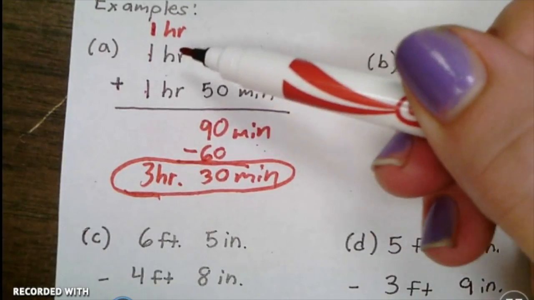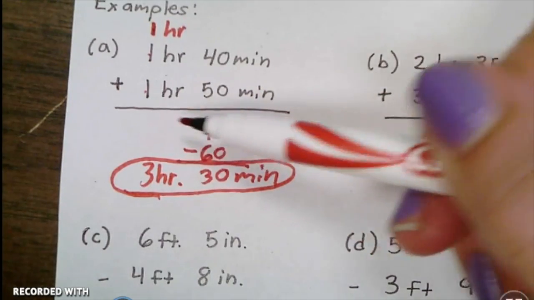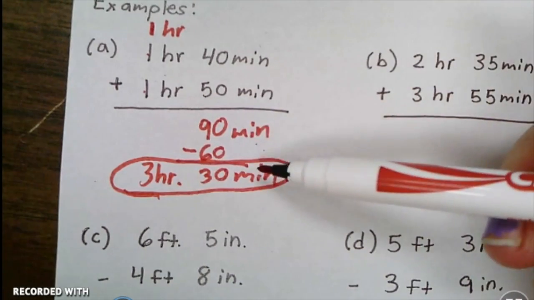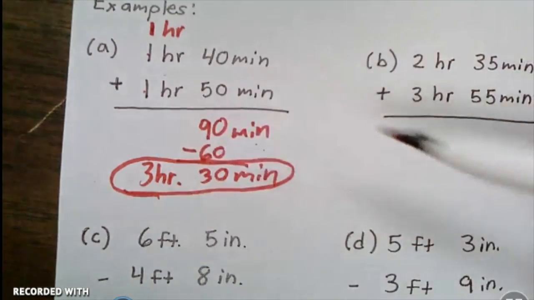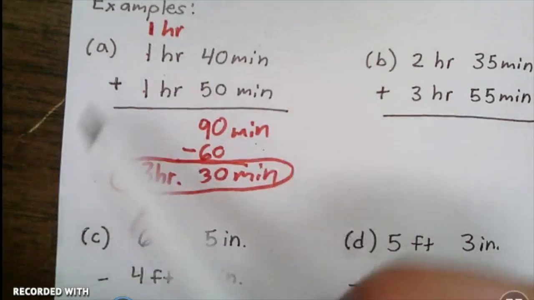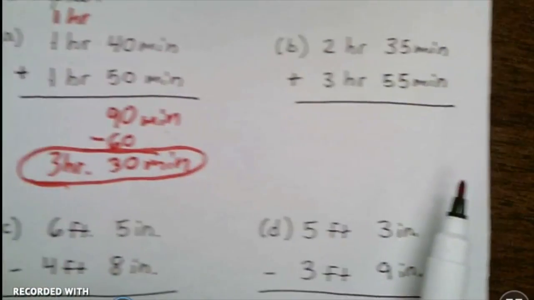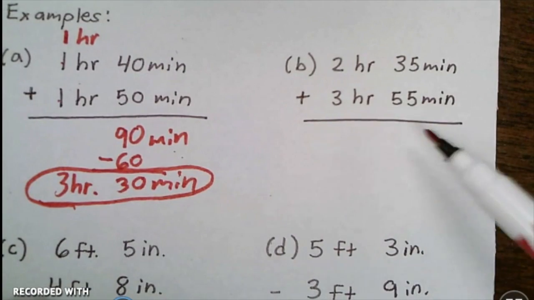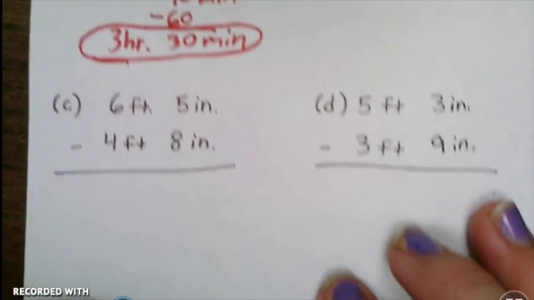Sometimes people add the 2 hours, you got 2 hours and 90 minutes, and then you rewrite the 90 as an hour and 30 minutes and you add in the hours. That way is not wrong. This way it just keeps it nice and concise for you. All right, here's a second example of the same exact type of thing. I want you to do this one on your own.